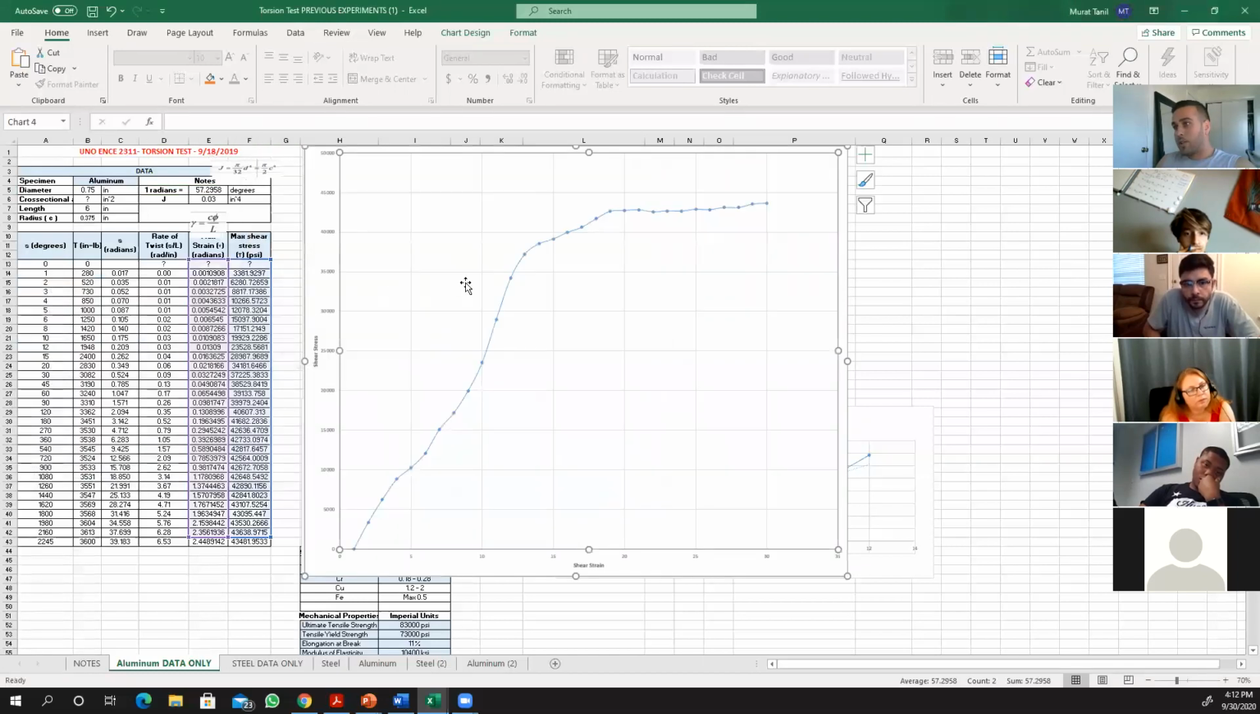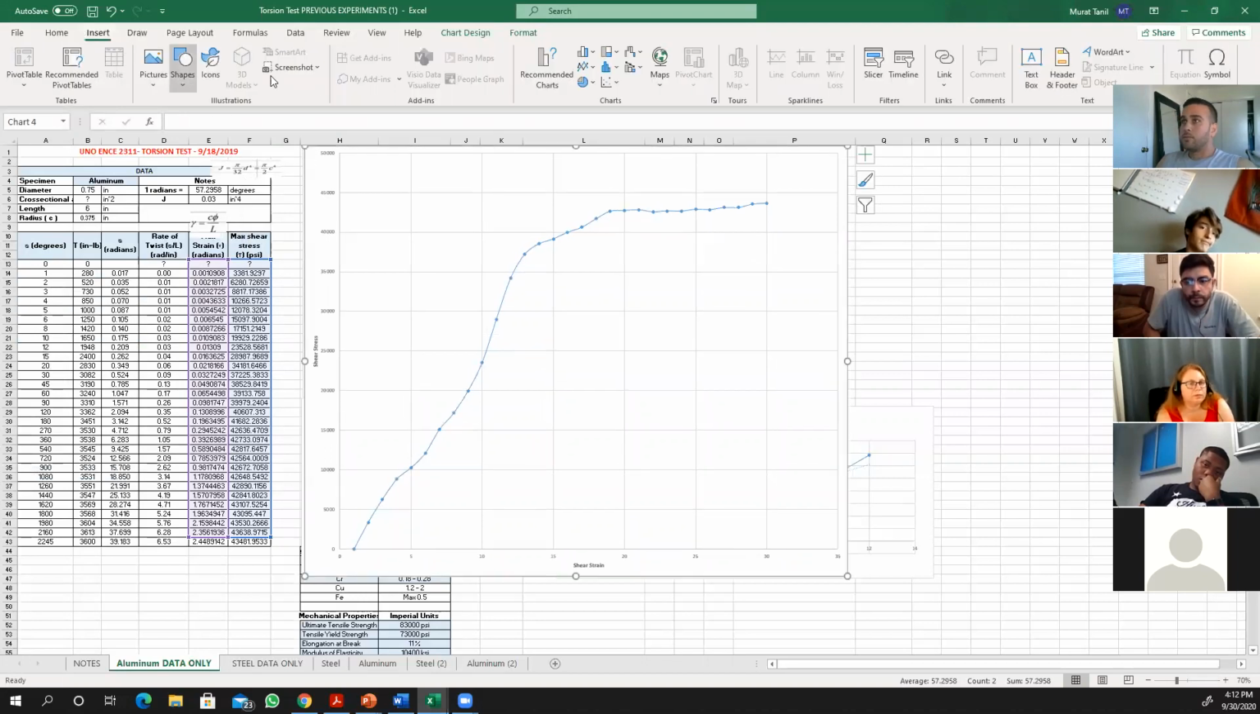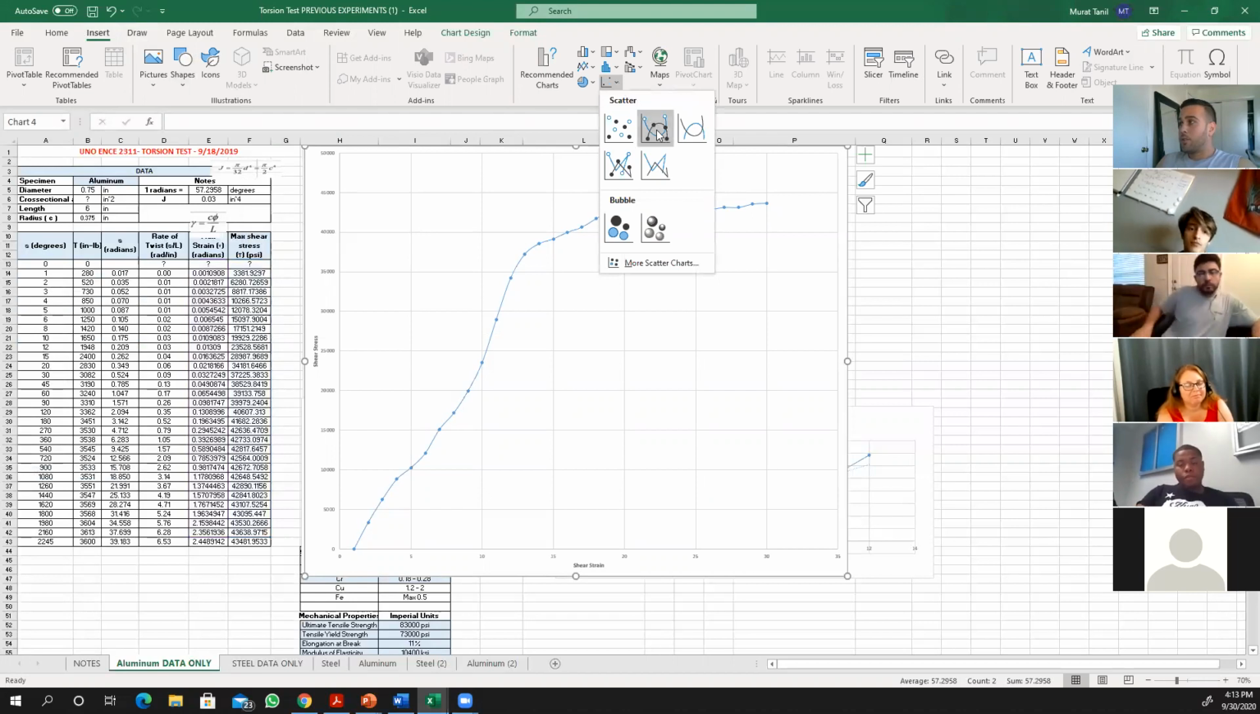Or do you want to start from scratch? Let's might as well do scratch. Insert. You're going to go to insert, then to chart type. You can select scatter with smooth lines and markers.